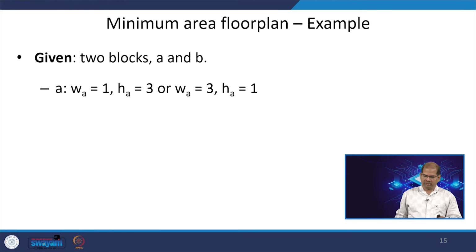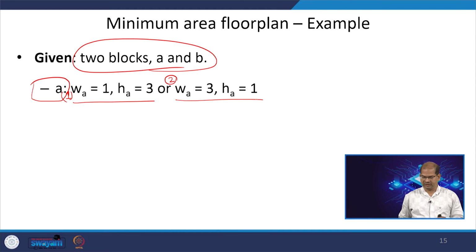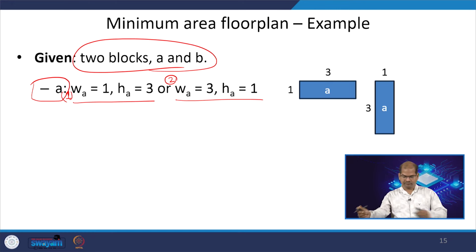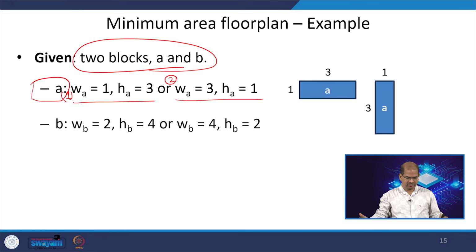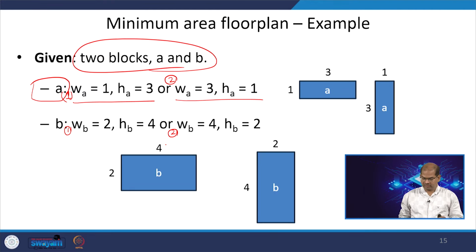Here I have 2 blocks, block A and block B, and the dimensions of the blocks are given. Block A has 2 orientations or 2 dimensions. This is the first dimension and this is the second dimension. It can be placed vertically, it can be placed horizontally. Then block B also has 2 dimensions, one is this and one is this.